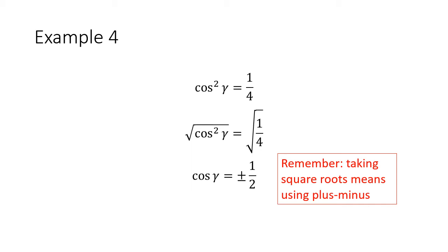And because I know my right triangle trig, and I know in what quadrants cosine is positive or negative, I know that in quadrant 1 it's got to be positive, which means gamma has got to be pi over 3.